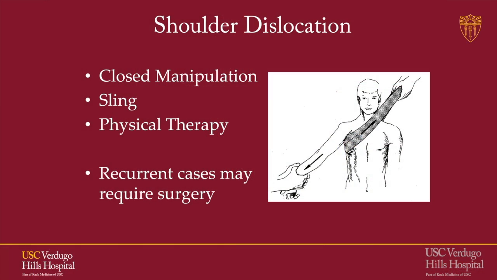Generally, closed manipulation is the treatment. And if you get to it right away, you can sometimes do it on the field or on the court. Once the muscles start to spasm, though, a lot of these need to have some sort of sedation in the emergency room to get them back in. This is one of the maneuvers, there's many that have been described, but this is one of the most common, where somebody pulls that way, somebody else pulls that way, and pops it right back in.